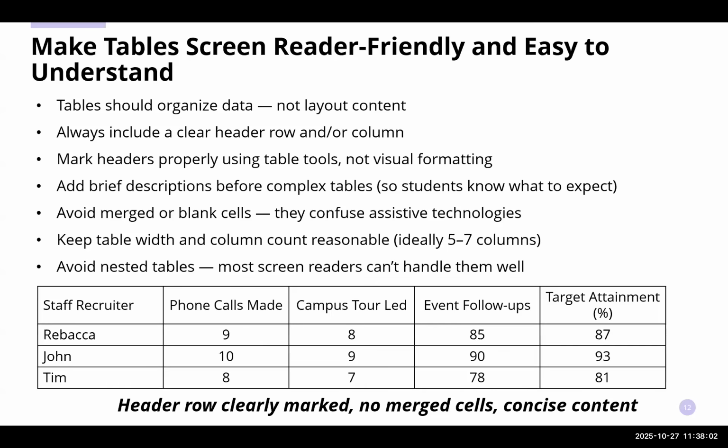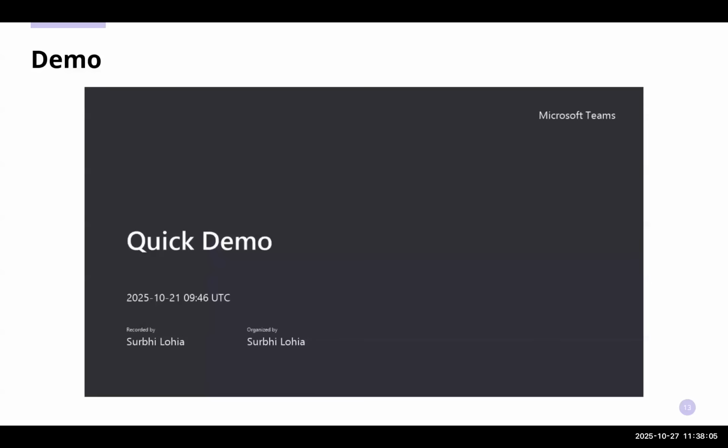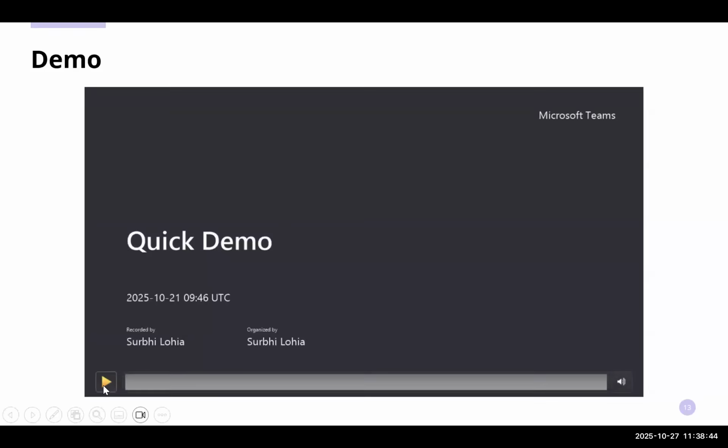Next slide, please. Now let's see all of this in action with a quick demo. This video will show you how headings, lists, links, tables, etc. actually behave when using screen readers. You will notice how properly tagged content makes navigation smoother and clearer, while poorly tagged content can be confusing and frustrating to follow. So it is a great way to understand why using the right structure and tags is so important for accessibility. Let's go ahead and check this out. Can we please play the video?